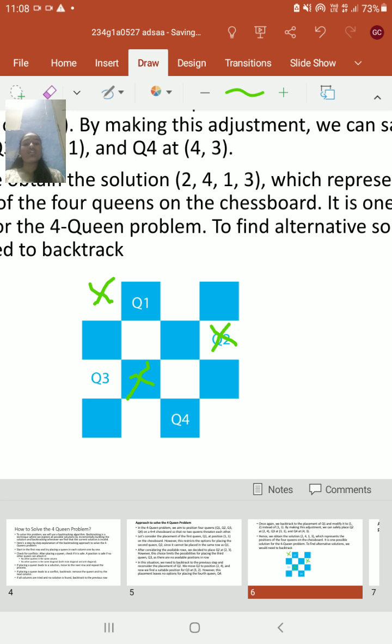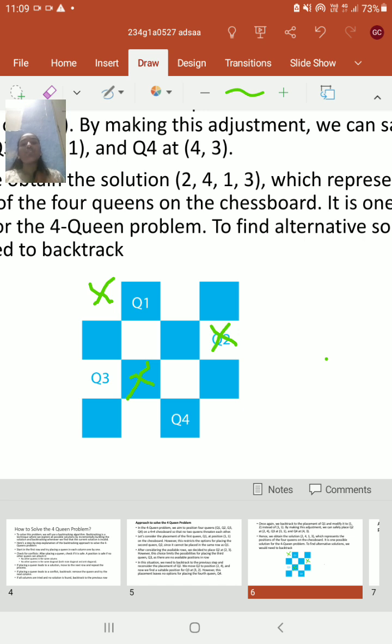Okay. Now we have to check for q4. If you place q4 in the first column, is the condition satisfied? No. In the second column? No. In the third column? No. In the fourth column? No. So now we have to backtrack again.